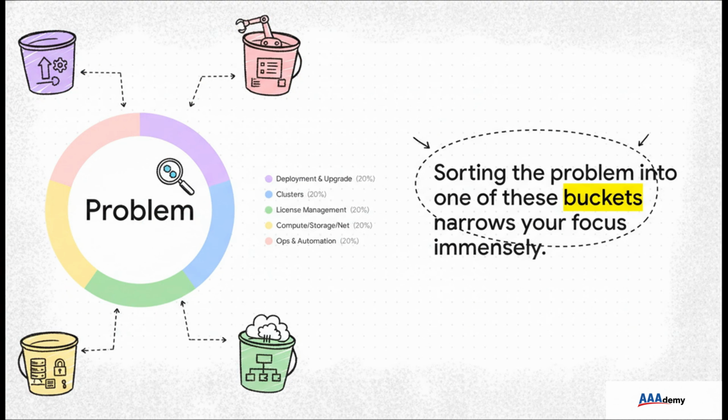The very first step, before you touch a single keyboard, is to just stop and classify the problem. Ask yourself, what kind of problem am I looking at? As you can see, most issues fall into one of 5 main buckets. Is it a deployment or an upgrade that went sideways? Is it a cluster problem? Maybe something with licensing? Or is it one of the classics, compute, storage, or network? Could even be your automation tools. Just by sorting the problem into one of these buckets, you've already made your world a whole lot smaller.